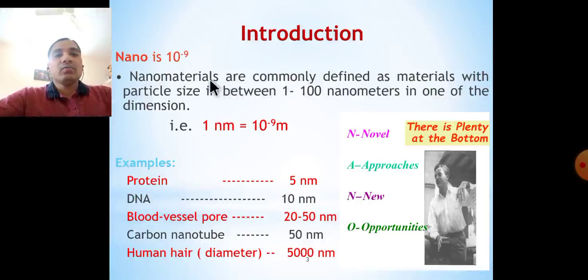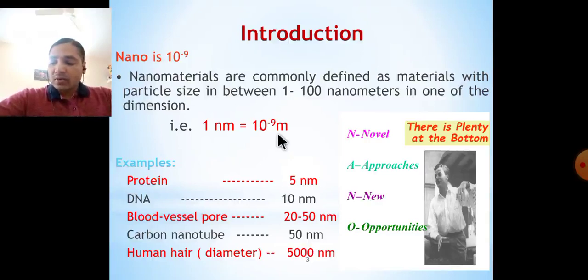Introduction: nano is 10 raised to minus 9 meter. Nanomaterials are commonly defined as materials with particle size in between 1 to 100 nanometer in at least one dimension, where 1 nanometer is equal to 10 raised to minus 9 meter.